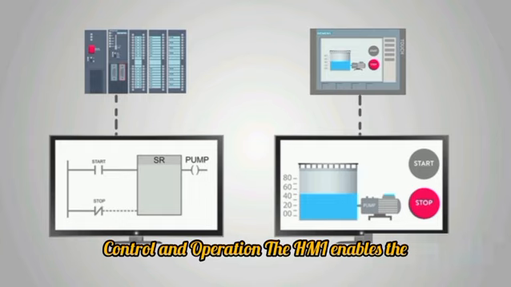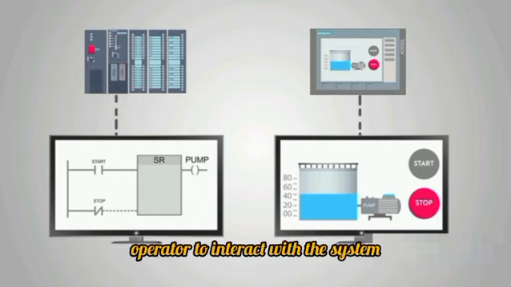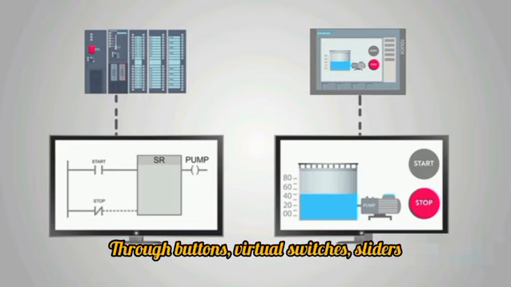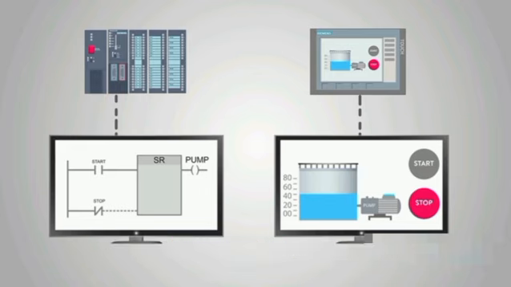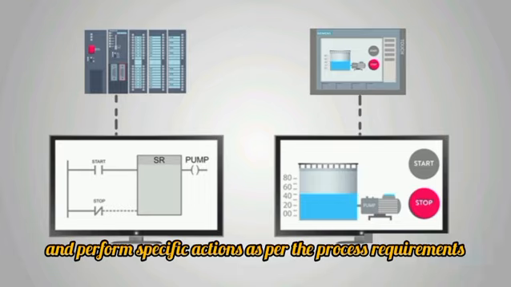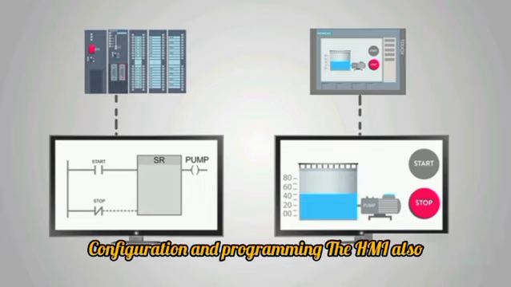Control and operation. The HMI enables the operator to interact with the system and control its functioning. Through buttons, virtual switches, sliders, and touch screens, the user can start, stop, adjust parameters, and perform specific actions as per the process requirements.